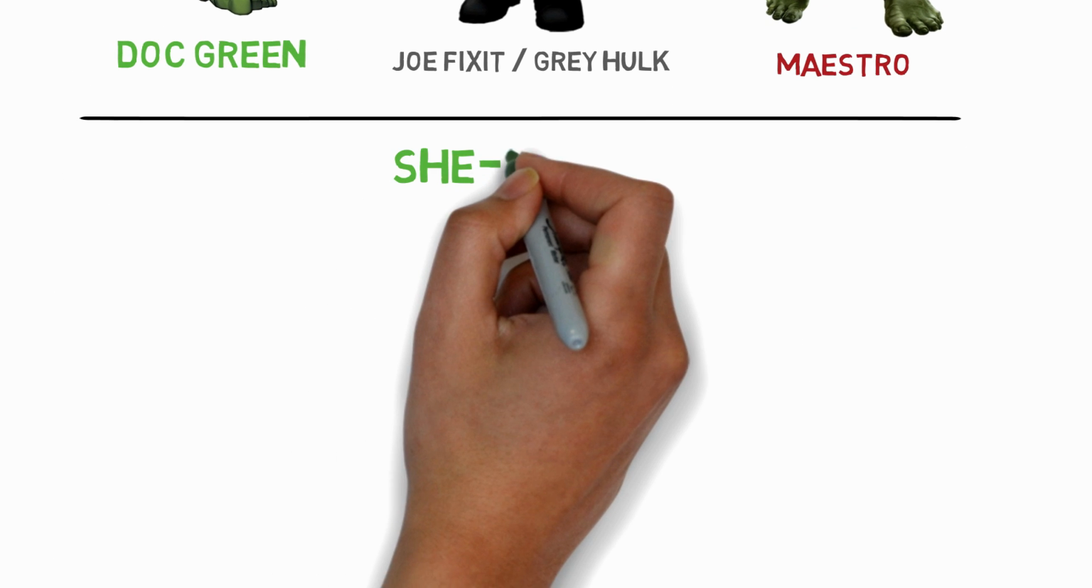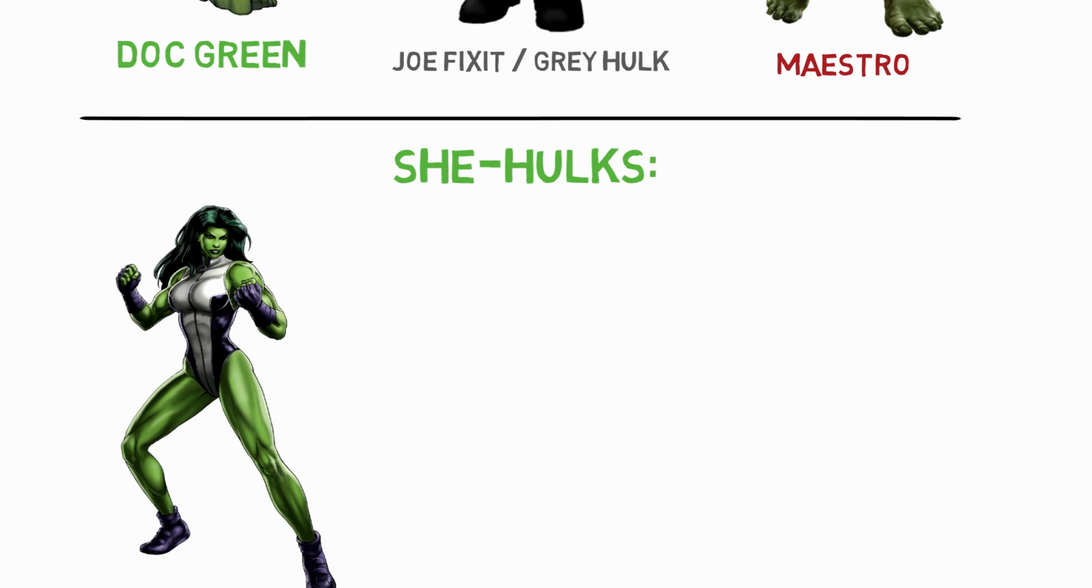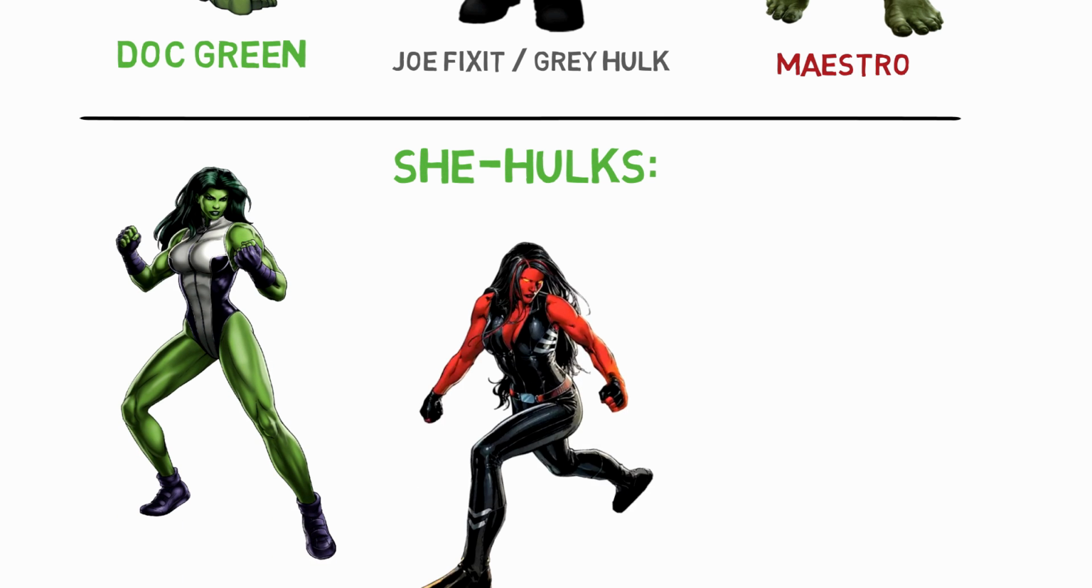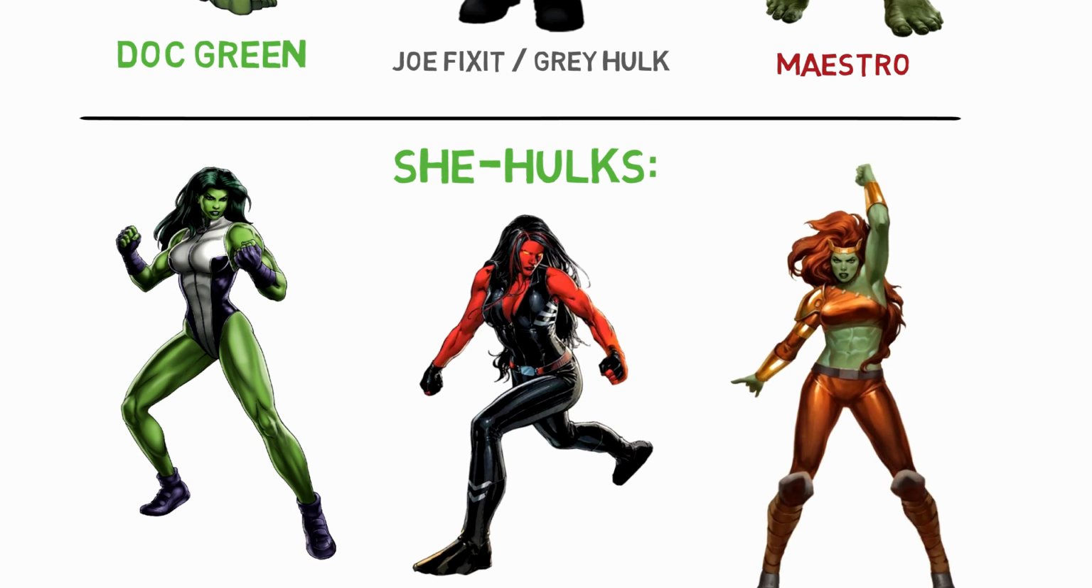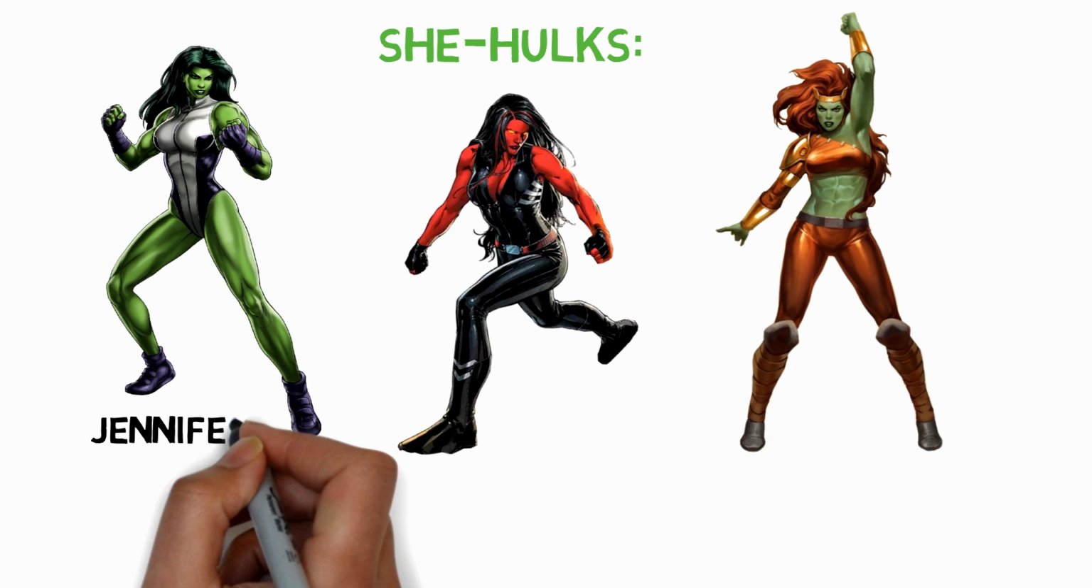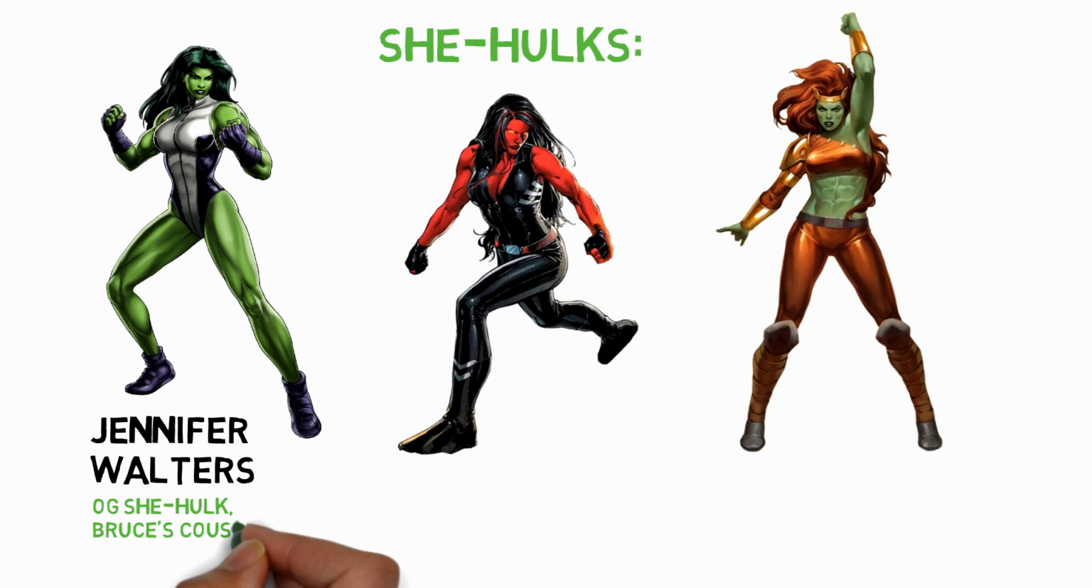Next, we'll talk about some female versions of the Hulk, or She-Hulk, that have appeared in the comics and animated TV shows. First, we've got Jennifer Walters, the original She-Hulk. So when Jennifer was dying, she was saved by a blood transfusion from her cousin Bruce Banner, making her gain some of those Hulk powers. She actually maintains her Hulk form most of the time instead of switching back and forth like her cousin.